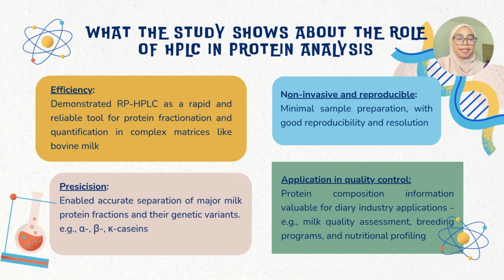For the conclusion, this study demonstrates that RP-HPLC is a powerful, rapid, and reliable technique for the simultaneous separation and quantification of bovine milk protein fractions and their genetic variants. It highlights HPLC's vital role in protein analysis, offering high resolution, reproducibility, and minimal sample preparation, making it especially useful in dairy quality control and nutritional research.